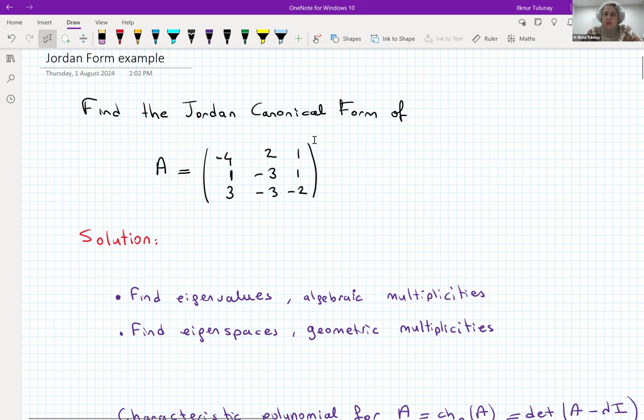canonical form. First, we would like to find out the eigenvalues and their algebraic multiplicities. Then we would like to find out eigenspaces and geometric multiplicities. The geometric multiplicities, as you know, is the dimension of those eigenspaces.